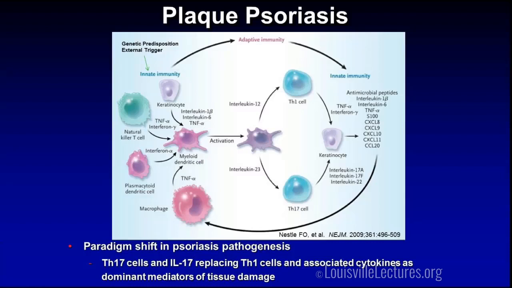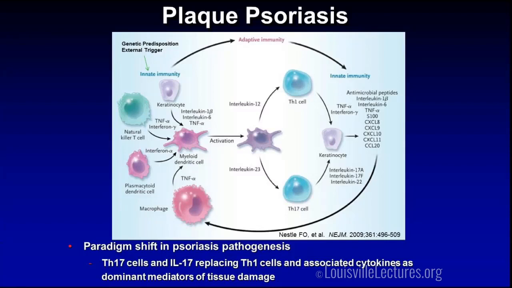Activated myeloid dendritic cells then engage cells of the adaptive immune system, Th1 cells via interleukin-12, Th17 cells via interleukin-23, and these cells release additional pro-inflammatory cytokines that activate keratinocytes to release chemokines, inflammatory cytokines, antimicrobial peptides that act then back on cells of the innate immune system and create this chronic vicious loop of inflammation that, as of today, we have no way to completely turn off once it's initiated.